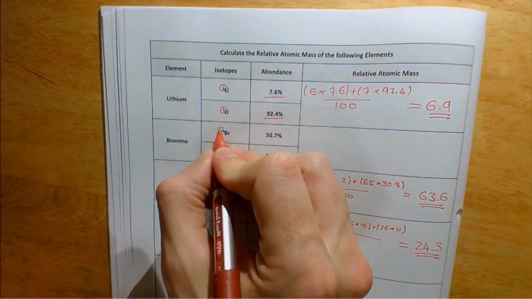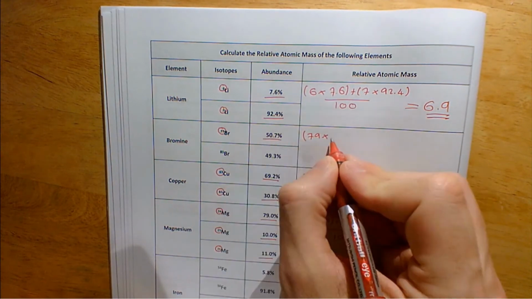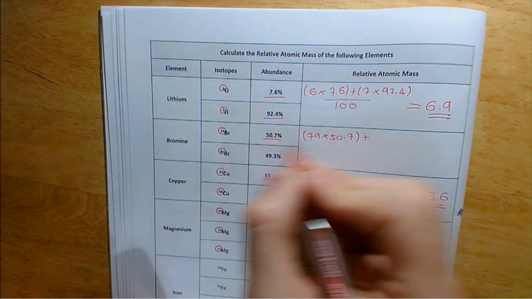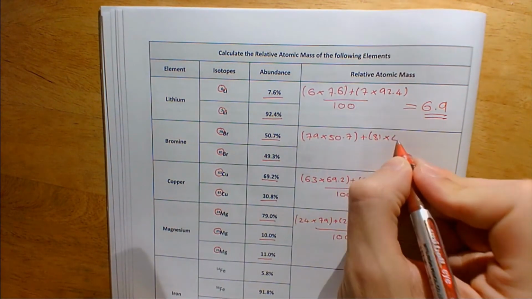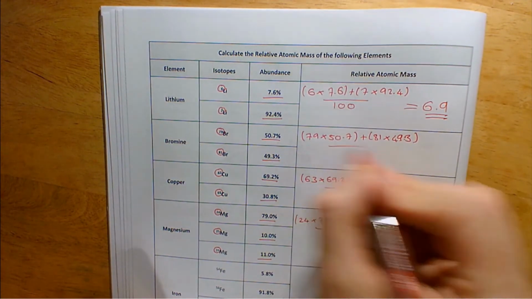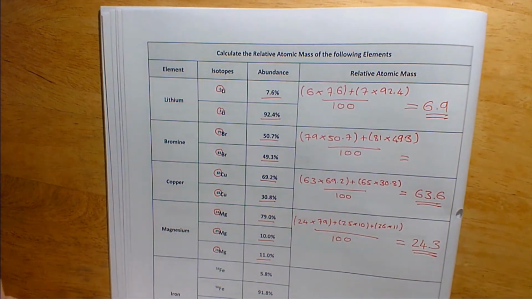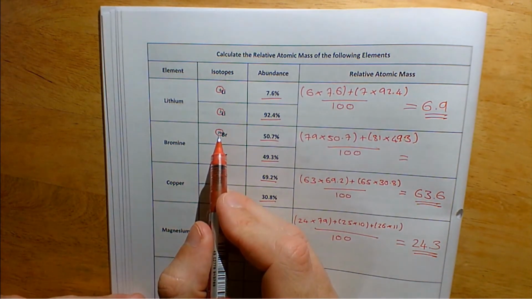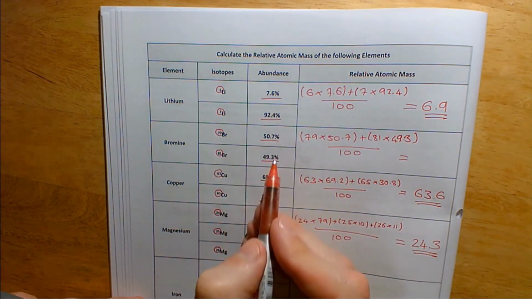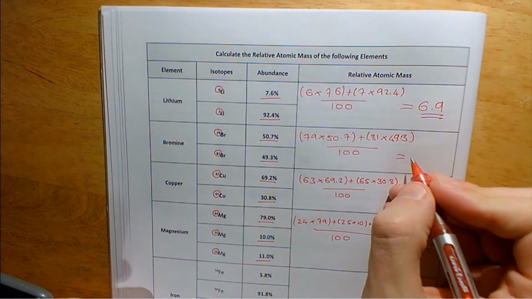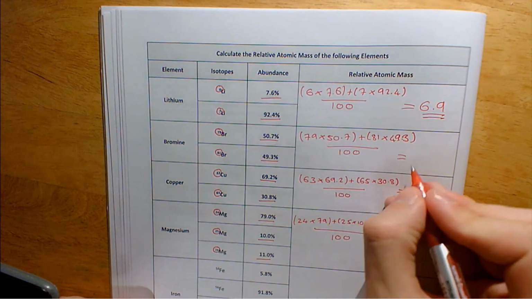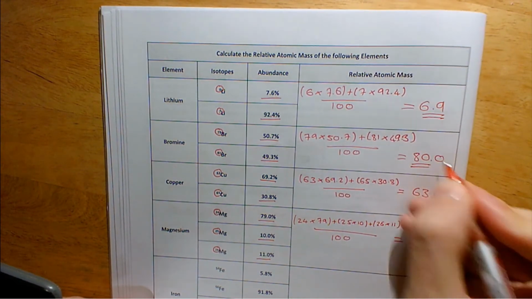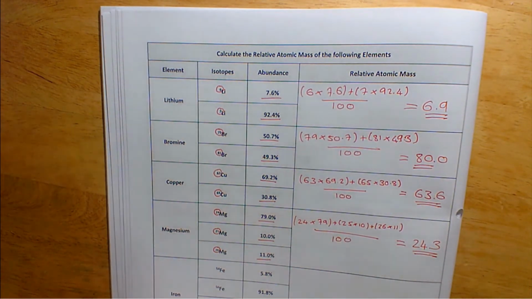So for the bromine, mass number is 79 times its abundance, which is 50.7, plus bromine 81, which has an abundance of 49.3 over 100. So 79 times 50.7 plus 81 times 49.3 over 100. And again, we can see my answer needs to be between 79 and 81, and there's roughly 50-50 abundance, so you should be predicting that this one's going to come out very, very close to the middle, and it actually does. If you round it, it comes out as 80, or 79.986, but that rounds to 80.